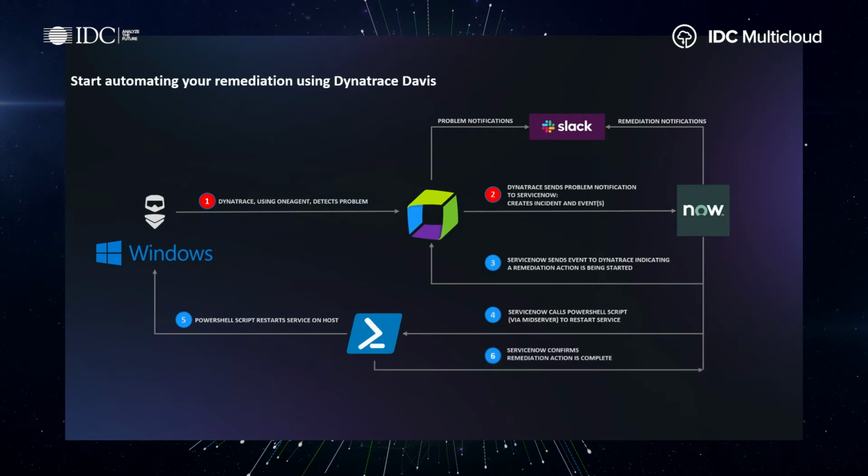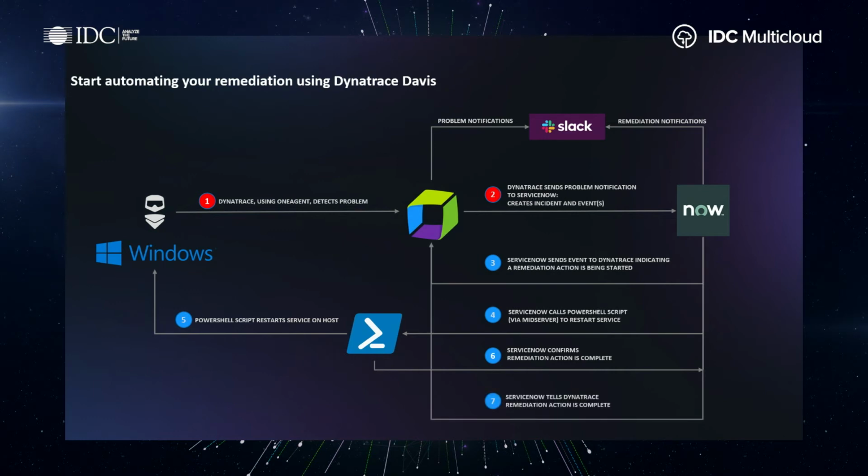But let's say first, PowerShell also sends a confirmation to ServiceNow saying the action at least completed successfully. ServiceNow also makes sure that everybody else is up to date. So it sends an update to Slack and to Dynatrace, commenting on the problem saying, my remediation action was successful. Did that fix the problem? Well, we don't know yet at this point, because we need to wait for Dynatrace to detect that.